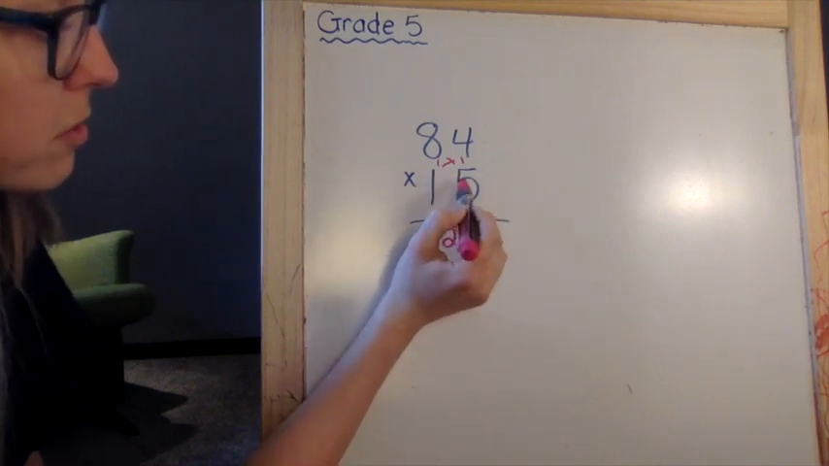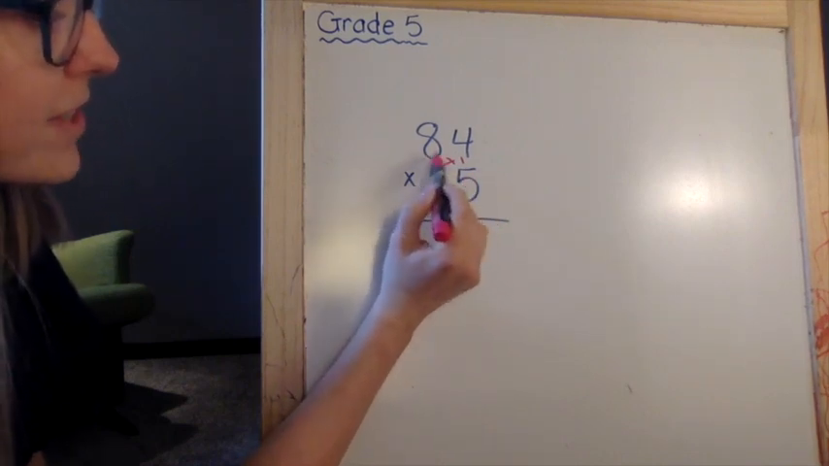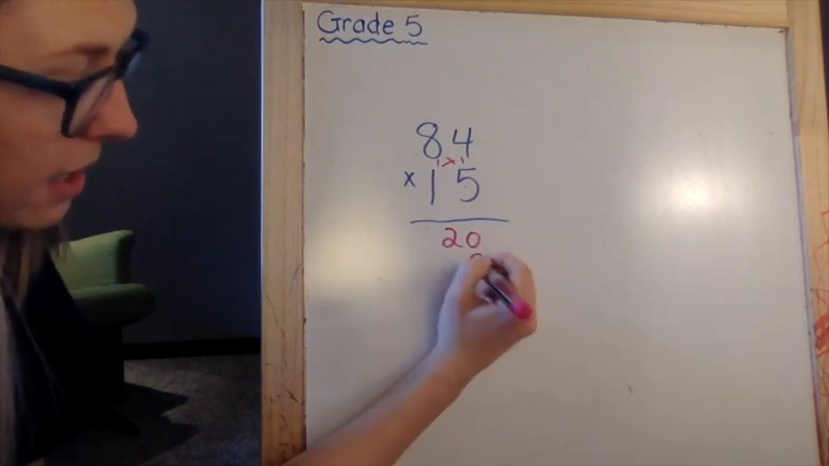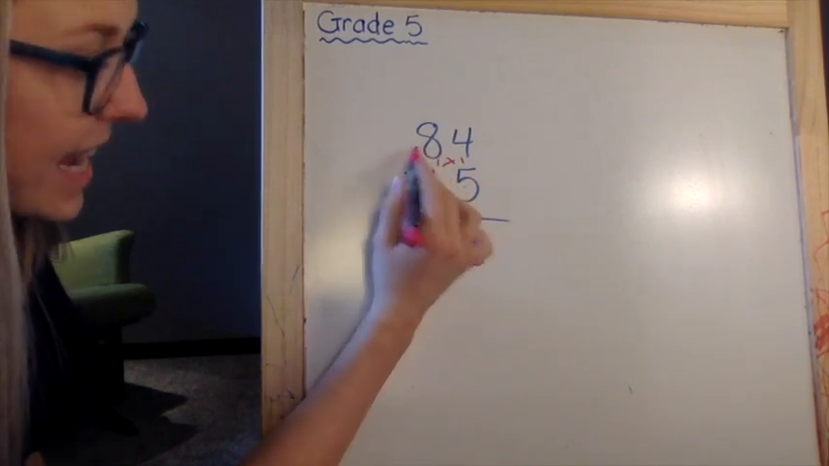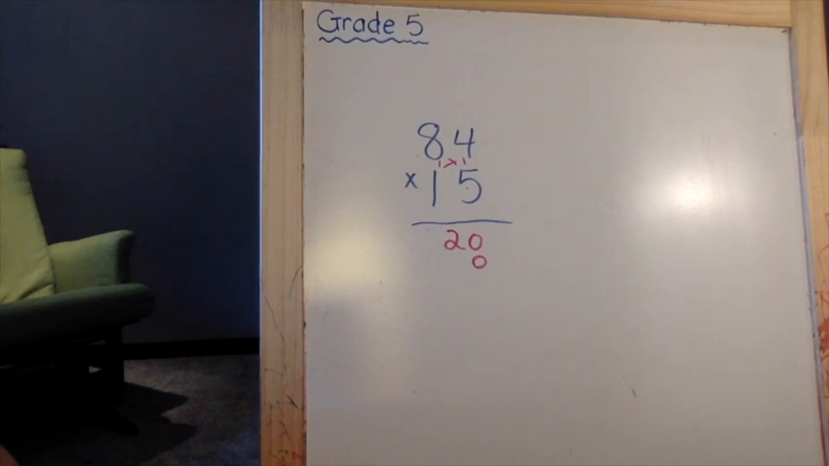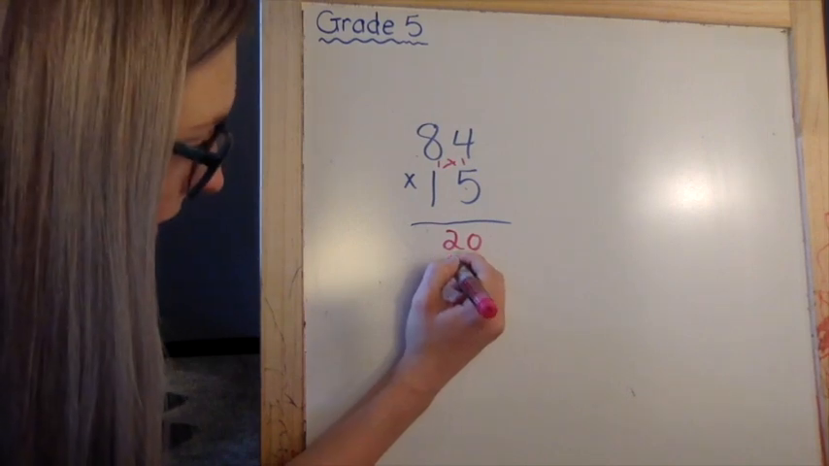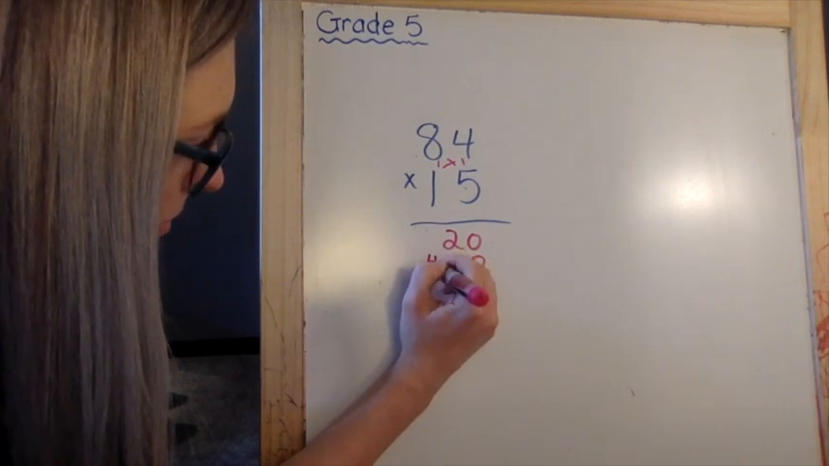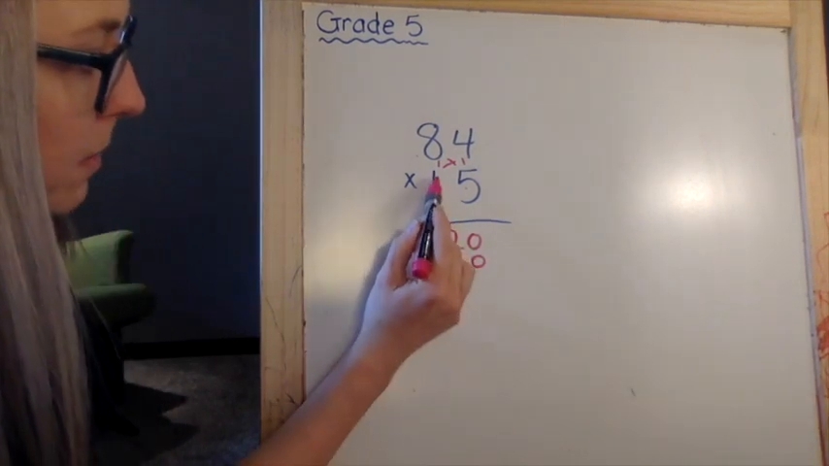Okay, now I'm going to do my tens. 5 times 80. Remember, it's 80. 5 times 80. 5 times 8. Think about what 5 times 8 is. Yes, 5 times 8 is 40. So I write 40. Okay, my next one.